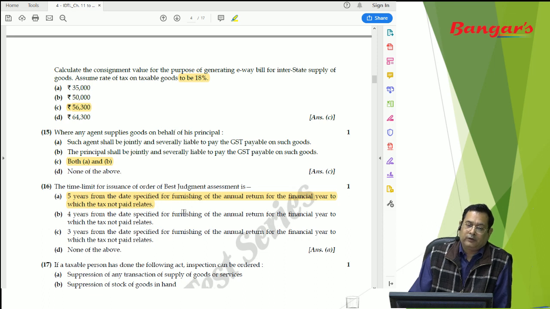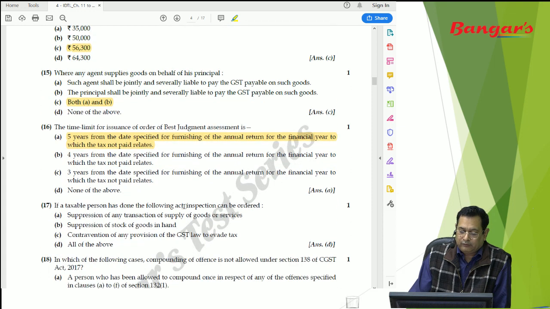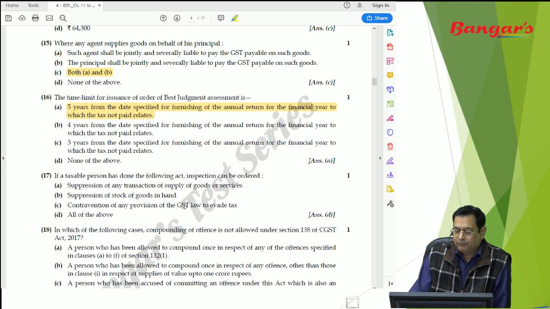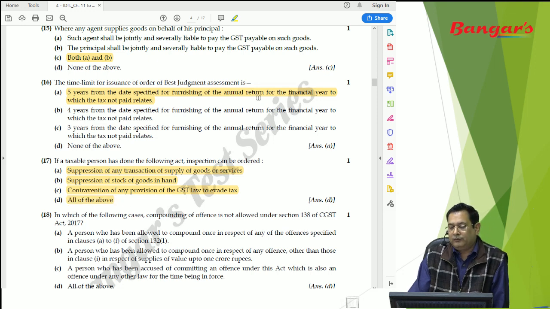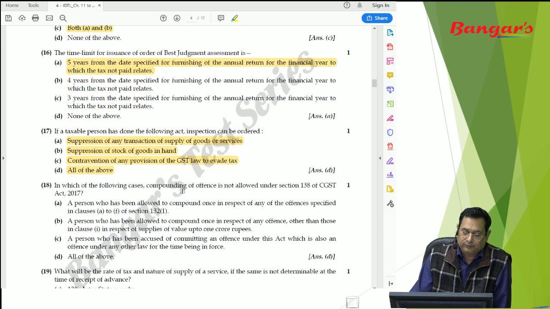It is the due date of furnishing the annual return, within a period of 5 years. The best judgment assessment will be completed. If a taxable person has done the following acts, then the inspection can be carried out: suppression of any transactions of supply of goods or services, suppression of stocks of goods in hand, contravention of the provisions of GST law, and to evade tax. In all these cases, that is all of the above, the answer will be all of the above. Here the inspection can be carried out.